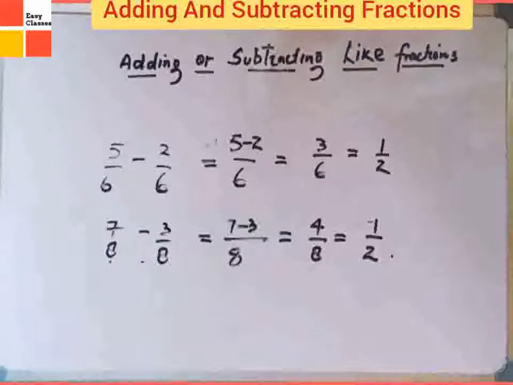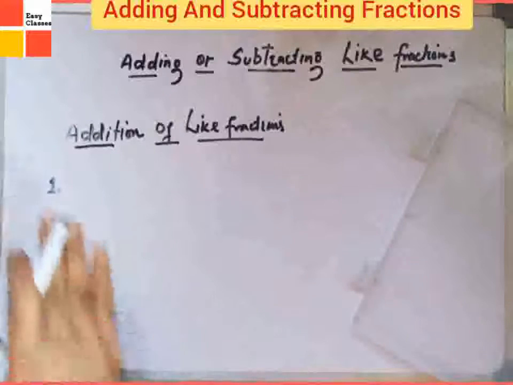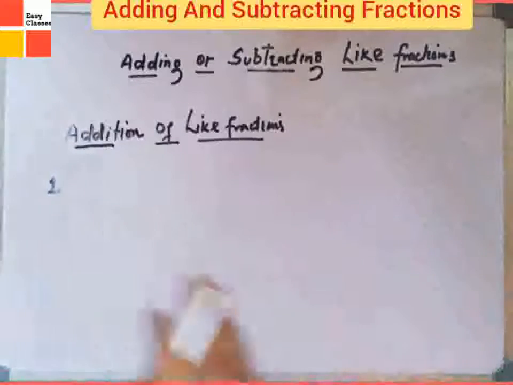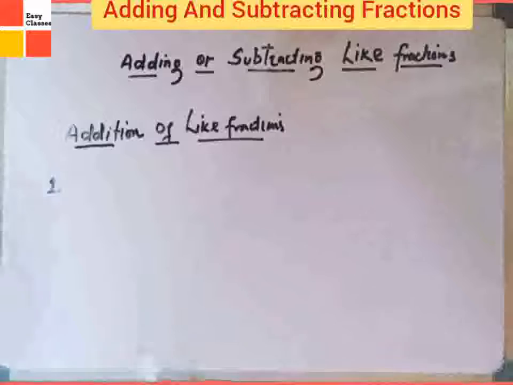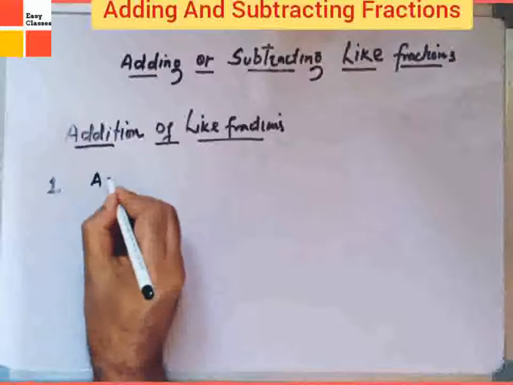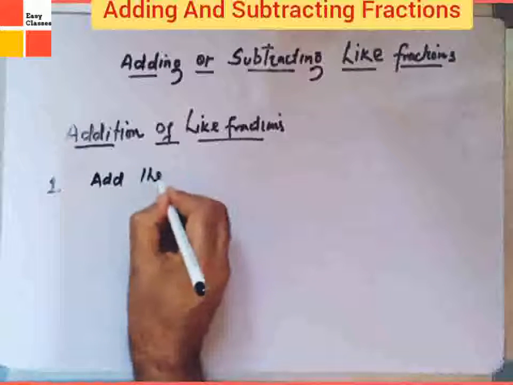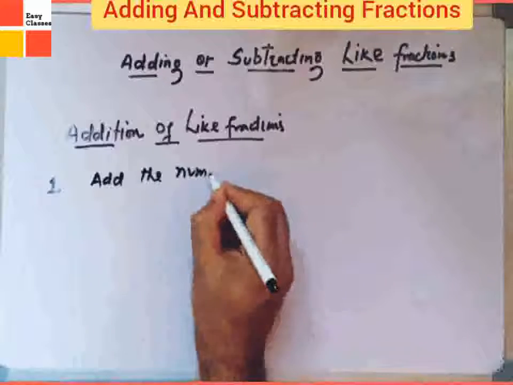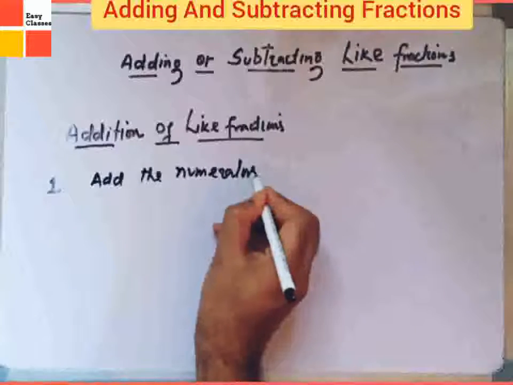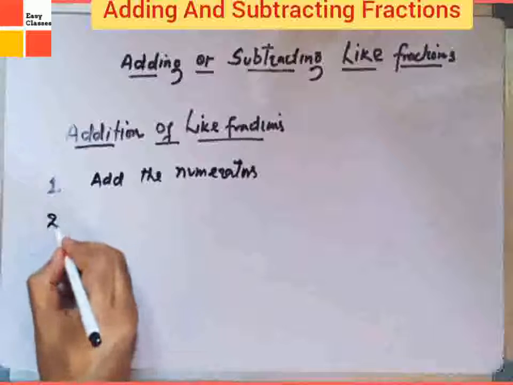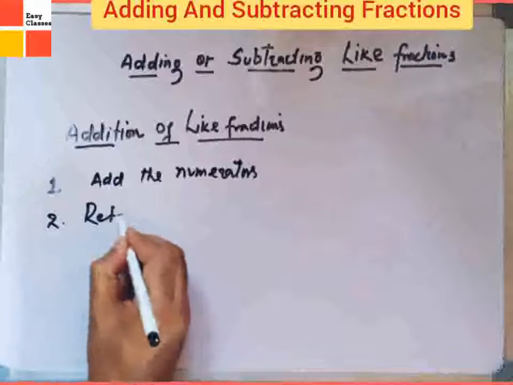In general we can say the procedure for adding and subtracting like fractions is the same. Let's write down that procedure. What is the procedure for adding like fractions? First, add the numerators. Second, retain the common denominator.